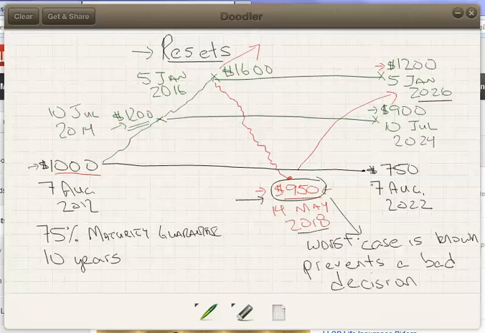So the reset is good because it locks in your worst case scenario. It's also good because it prevents you from taking money out at that low point. So this is a way we see now that an investor can get access to the markets and know that they're going to have access to whatever's happening in the markets, and at the same time they have their worst case scenarios locked in. So resets are an important feature of a segregated fund.